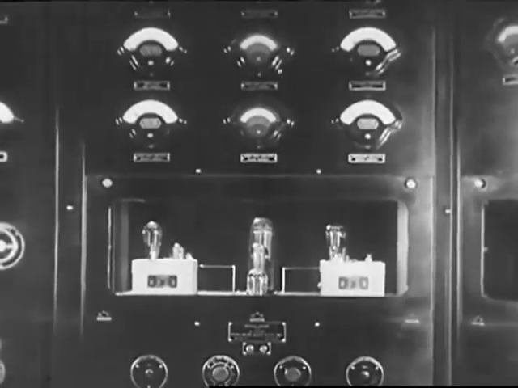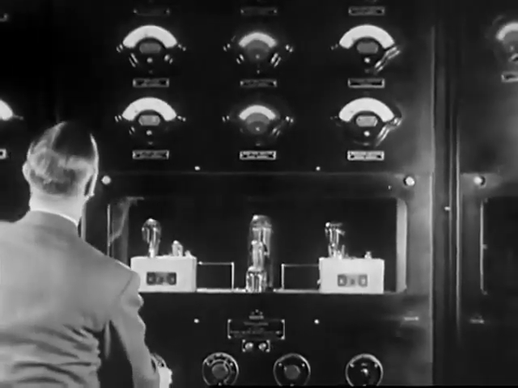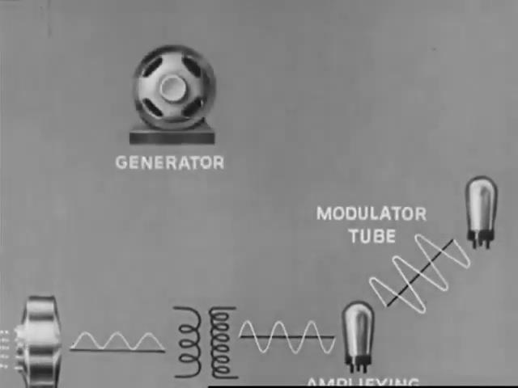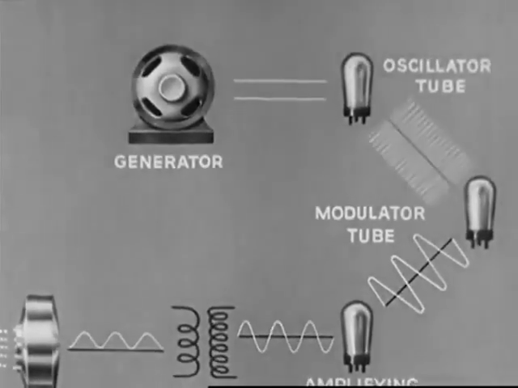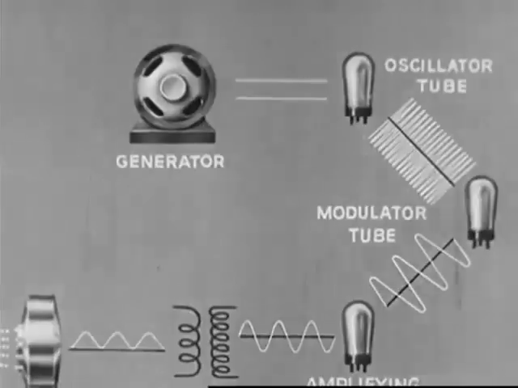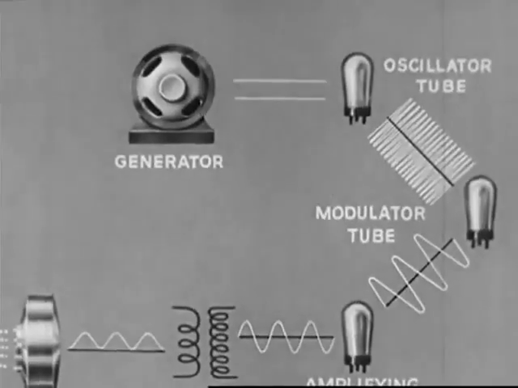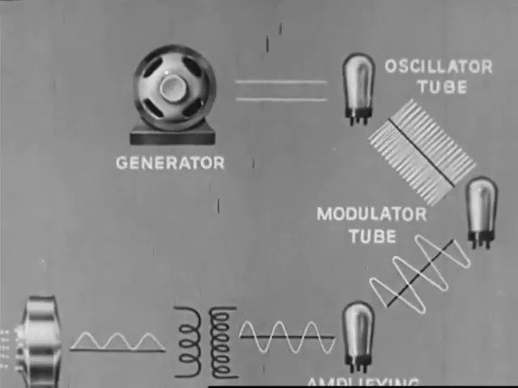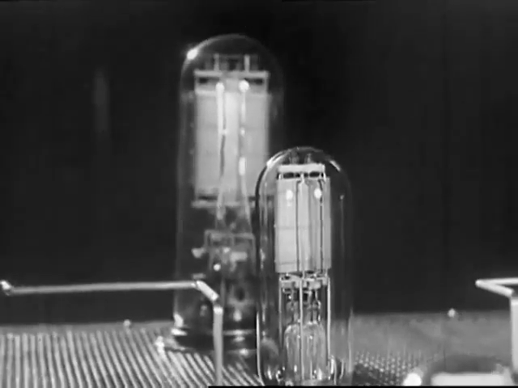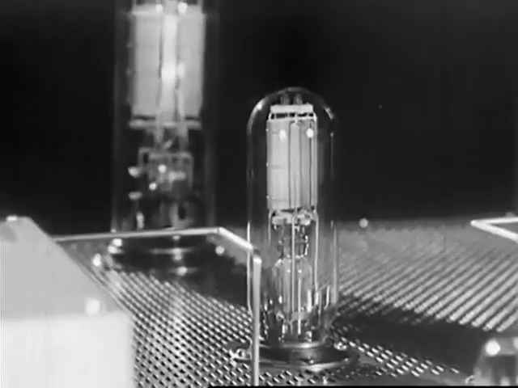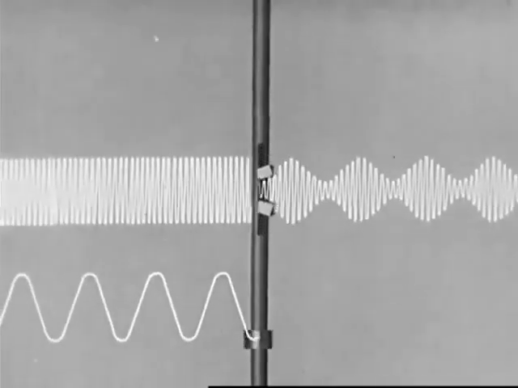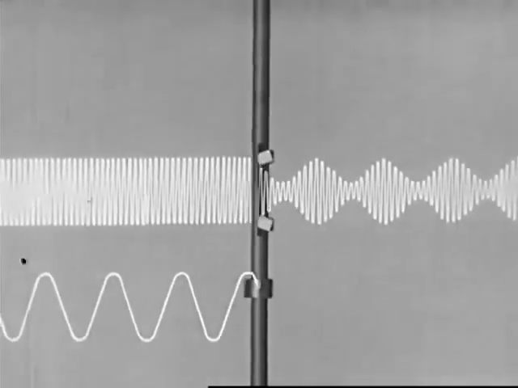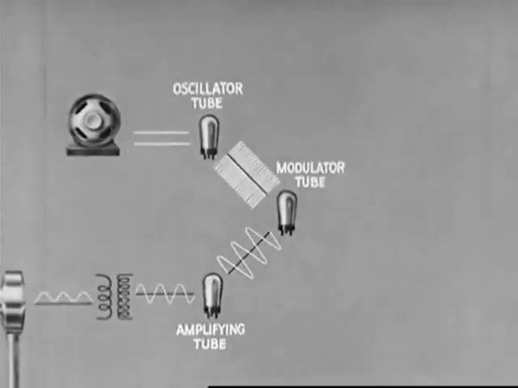The broadcasting station uses a high-frequency current called the carrier wave. A generator supplies a direct current to the oscillator tube. The oscillator tube changes this direct current to a high-frequency alternating current of several 100,000 cycles per second. This radio frequency current also goes to the modulator tube. This is the modulator tube, in which the radio frequency current is modified. In the modulator tube, the audio frequency current shown at the lower left modifies the radio frequency current shown above.